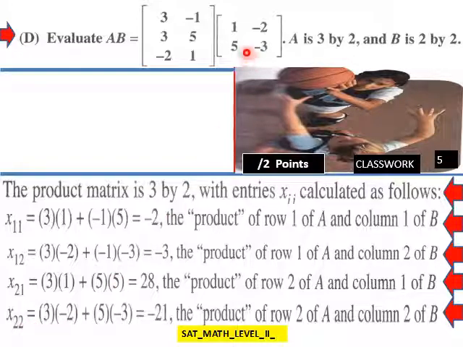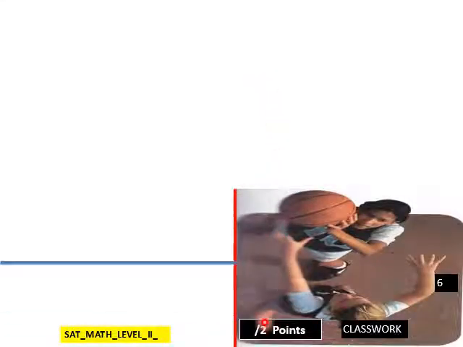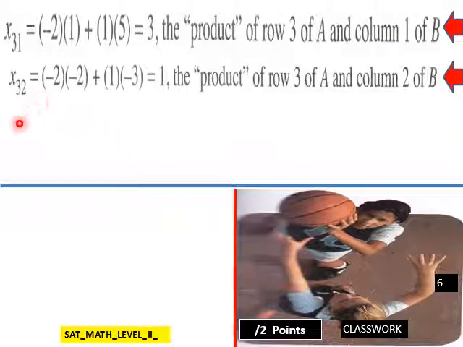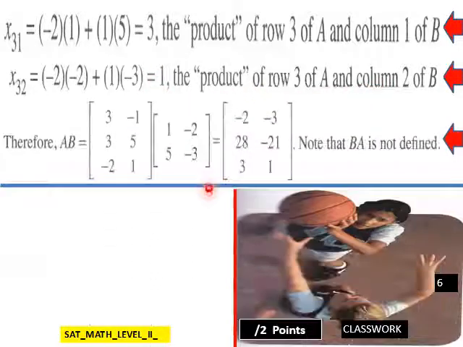That's x22. And then we go into x31. So it'd be negative 2 times 1 plus 1 times 5 equals 3. So the product of row 3 of A and column 1 of B would be positive 3. And then 3, 2 here would be negative 2 times negative 2 plus 1 times negative 3, which would equal 1. So the product of row 3 of A and column 2 of B would be positive 1.